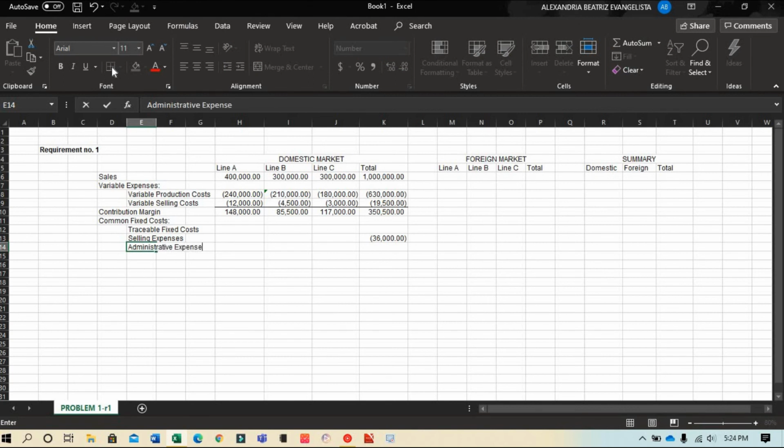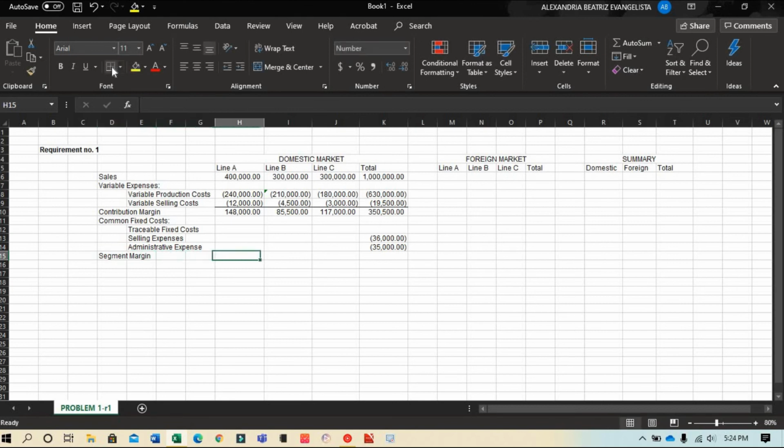Now, another traceable fixed cost based on the given in the problem is administrative expenses, which is 35,000. So again, just like what we did in the selling expenses, we're going to place it under the total column, because in the problem there is no given data with regards to the allocation of the administrative expenses to the three lines or the three products. So after deducting that, we're going to get, of course, the segment margin.